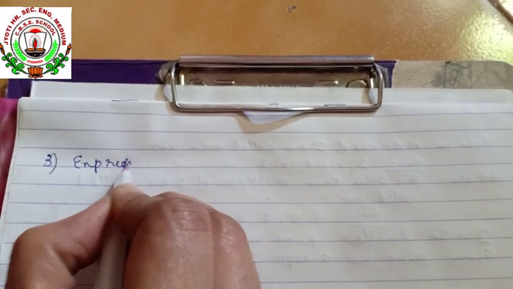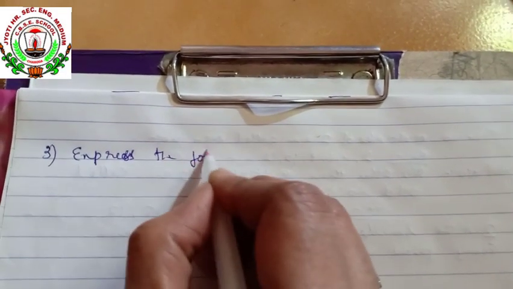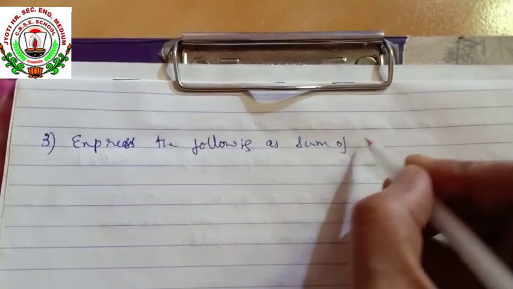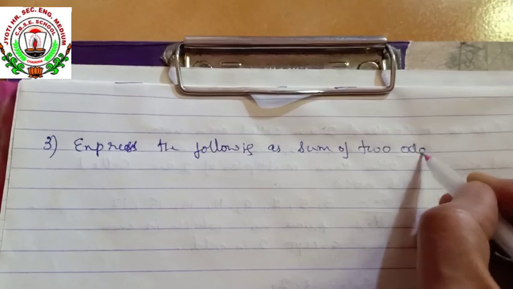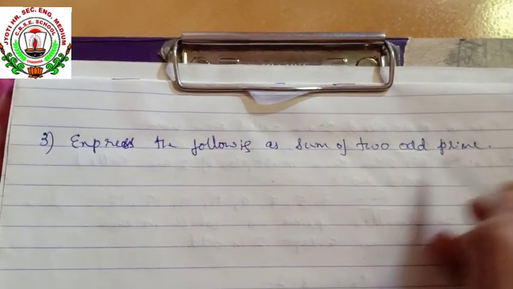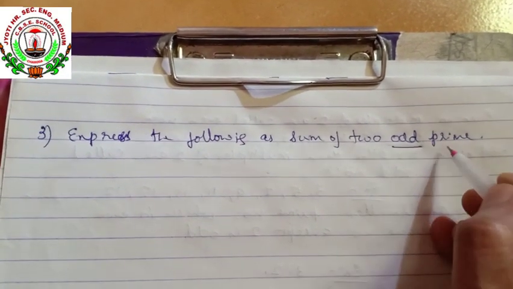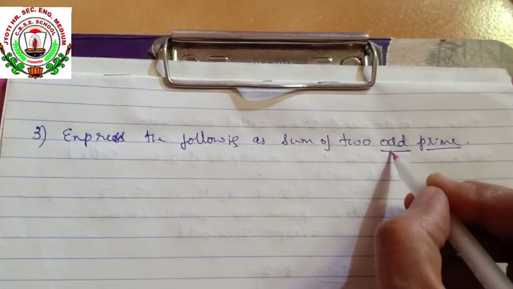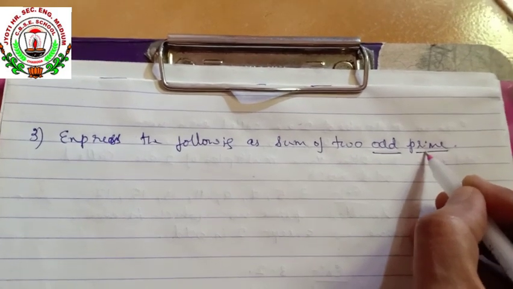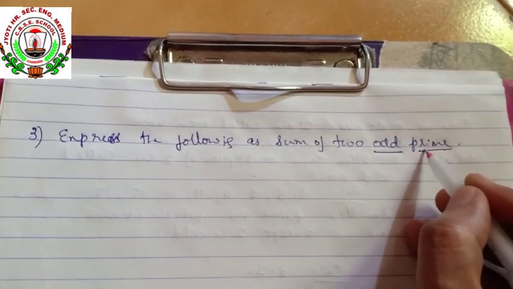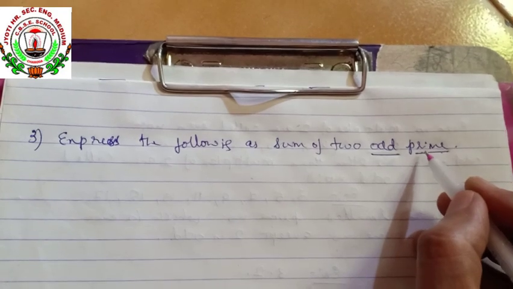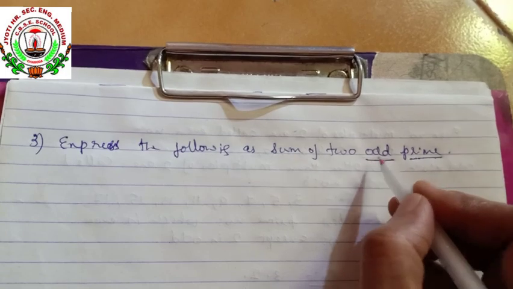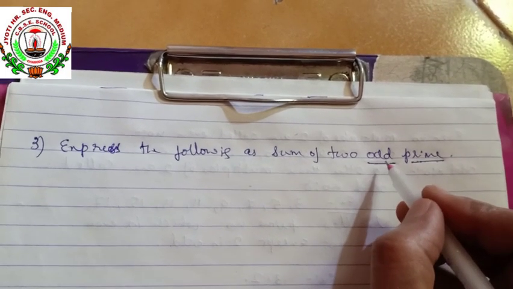Express the following as a sum of two odd primes. That is, the numbers should be odd numbers as well as prime numbers. Prime numbers are numbers having factors 1 and the number itself, and odd numbers are those numbers which are not multiples of 2.